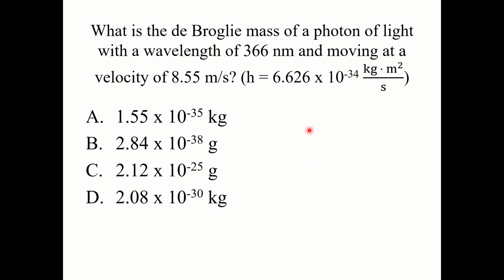All right, let's do a knowledge check question. What is the de Broglie mass of a photon of light with a wavelength of 366 nanometers and moving at a velocity of 8.55 meters per second?